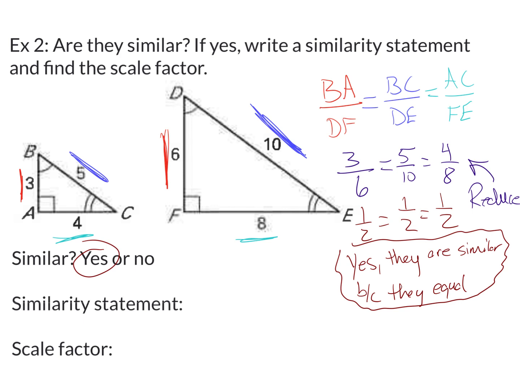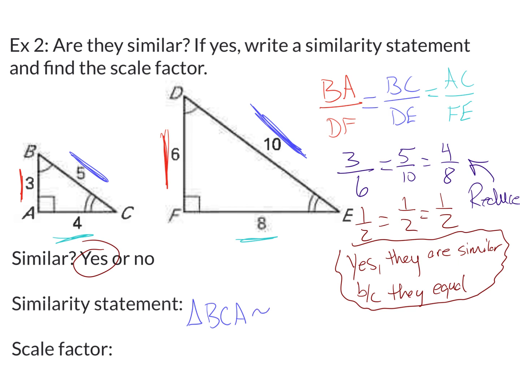Next, I need to write a similarity statement. So remember I showed you what the similarity statement looked like before? It was like triangle, is similar to the other triangle. So this triangle, Roman, name that little triangle for me. I don't care what you name it. Just tell me a name for it. BCA. Yeah, that works. So triangle BCA.